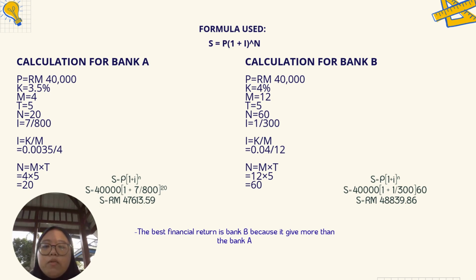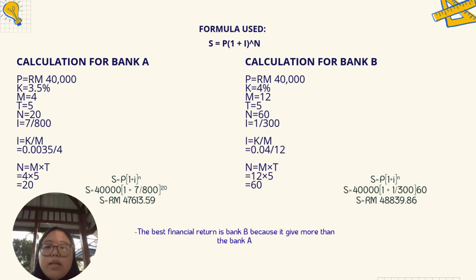The formula that we will use for question 1 is S equals P(1 + i) to the power of n. We have two banks that we need to calculate, bank A and bank B. First, we will do the calculation for bank A.